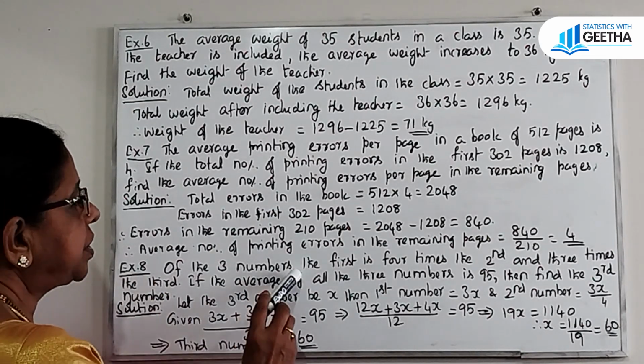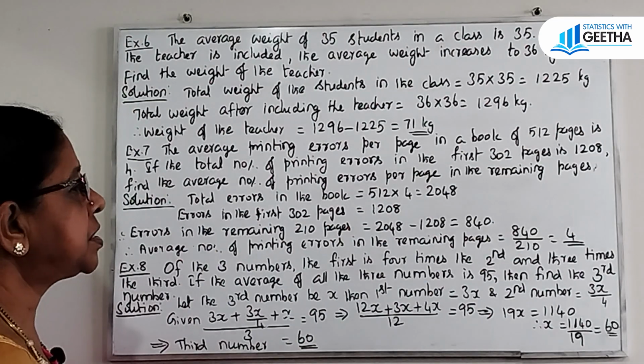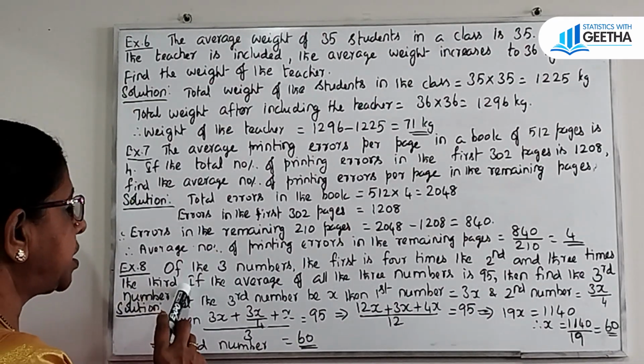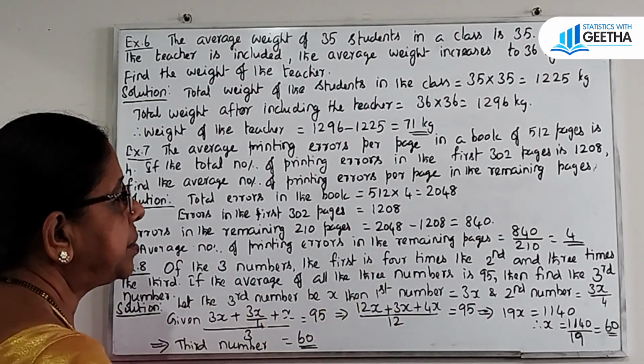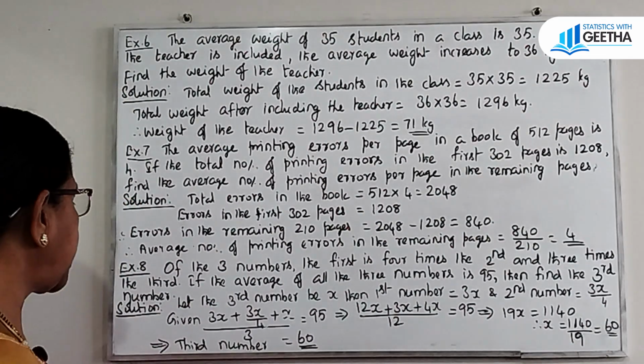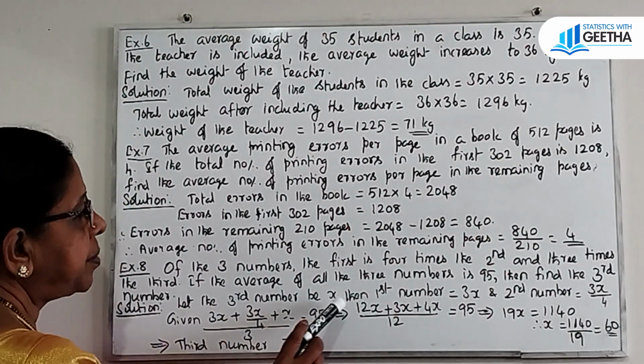Exercise number 8. Of the 3 numbers, the first is 4 times the second and 3 times the third. If the average of all the 3 numbers is 95, then find the third number. Solution. Let the third number be x.